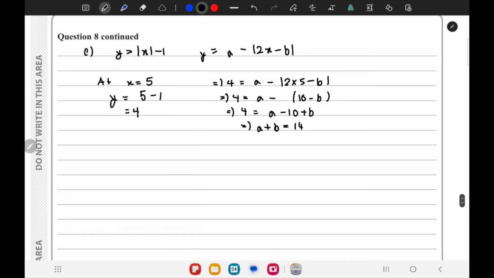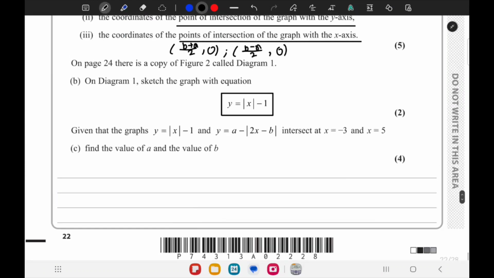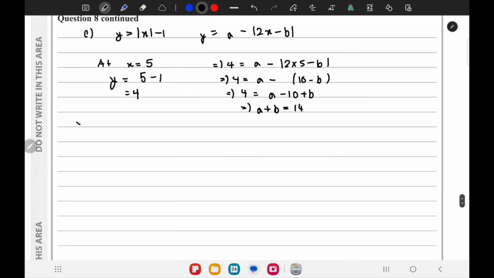And the other intersection is at x equals minus 3. So y equals minus 3 minus 1. This would be 3 minus 1, so 2. 3 minus 1 would be 2. Yes.